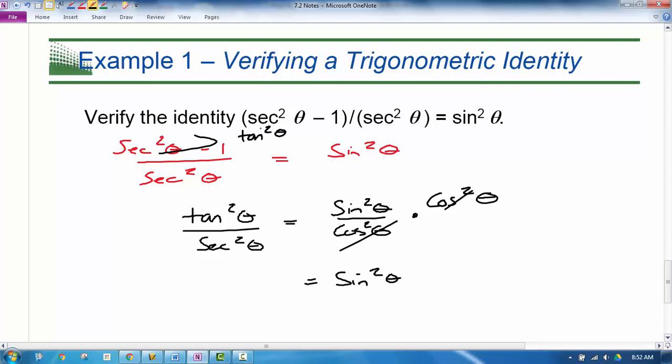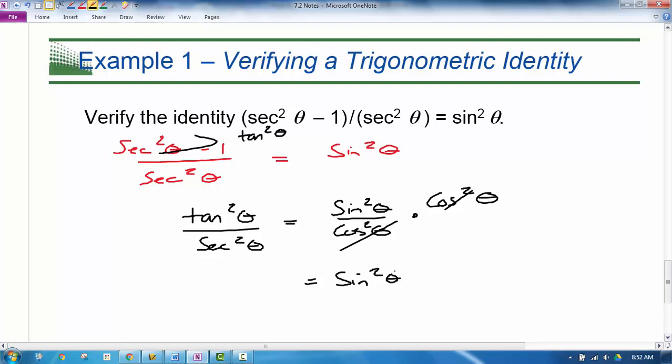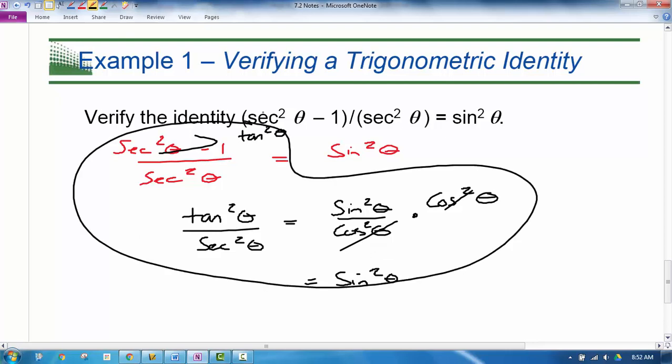So what I did is I started with the left-hand side, I simplified the left-hand side, worked this way, and went down and got this. So what I did is I proved that the left side of the equation does equal sine squared. So it's actually my work that I need to show here. My work right here is the solution. It is the answer that we're looking for. This is the verification of the identity.